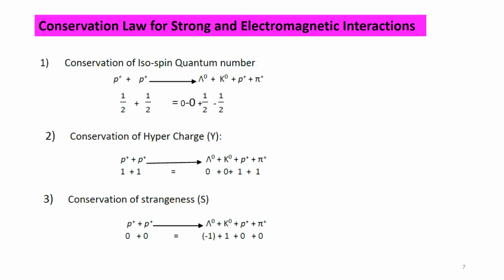Strangeness is also conserved in this particular reaction. For example, for the proton, strangeness is 0, whereas for the lambda particle it is -1. For pi plus, it is +1. On the LHS the strangeness is 0, and on the RHS also the strangeness is -1 + 1 = 0. That is why strangeness is also considered in this reaction. I mean to say that in addition to those 6 conservation laws, the electromagnetic and strong interactions obey isospin conservation, hypercharge conservation, and strangeness conservation.